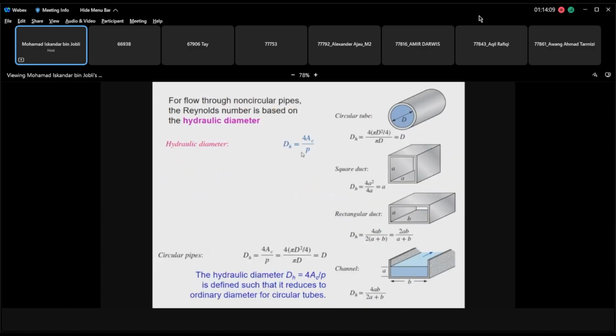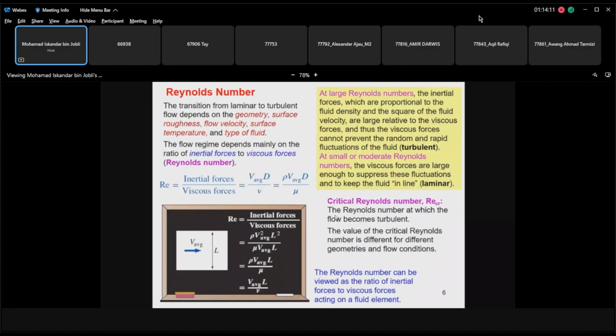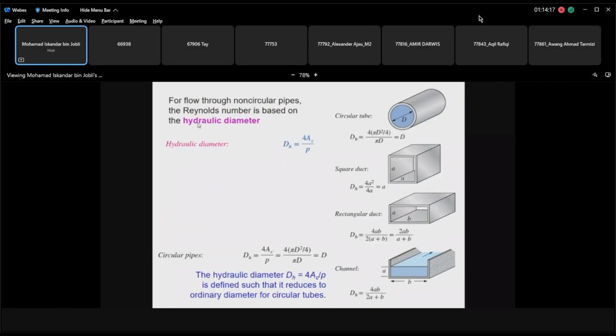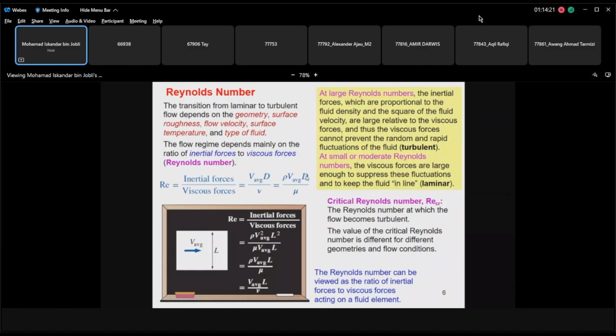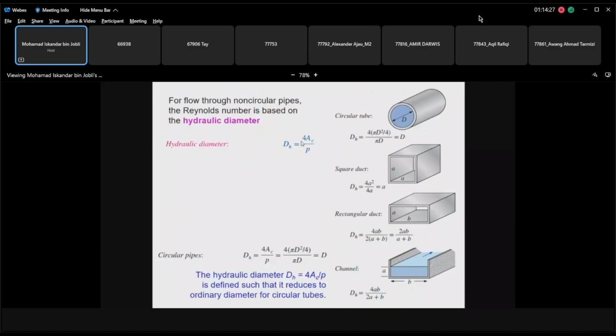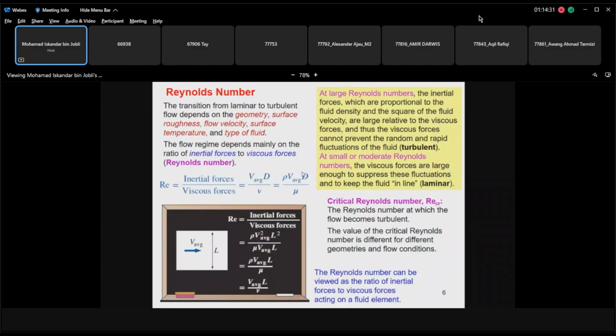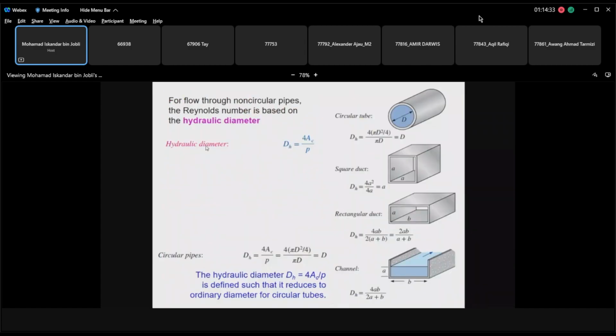You have rho V d over mu. The d here is actually the hydraulic diameter. dH here is the hydraulic diameter. It's not just d. Rho V d over mu, where this d here is actually the hydraulic diameter.